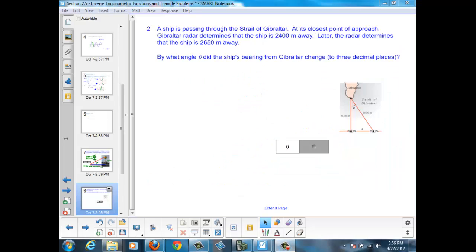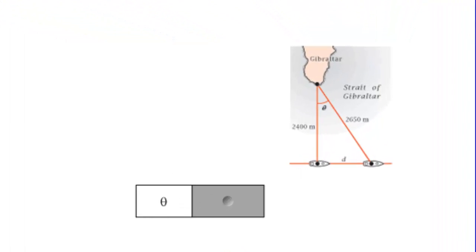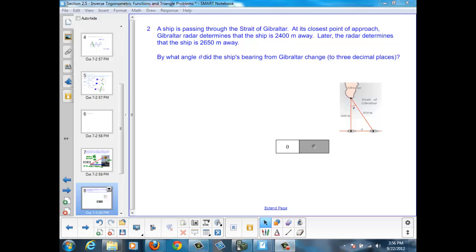Here's our next example. A ship is passing through the Strait of Gibraltar. At its closest point of approach, Gibraltar radar determines that the ship is 2,400 meters away. Later, the radar determines that the ship is 2,650 meters away. Here's a picture of the situation. Our question is, by what angle theta did the ship's bearing from Gibraltar change to 3 decimal places?